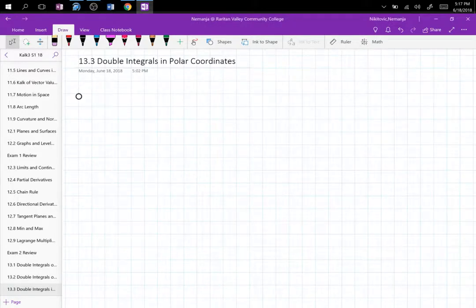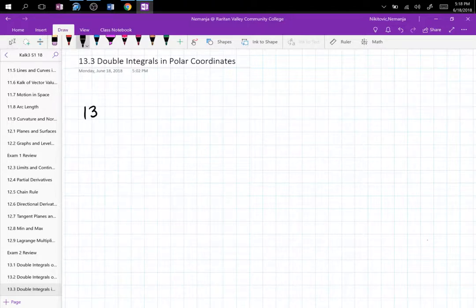Hello and welcome back to Calculus 3, section 13.3, double integrals in polar coordinates. So now we are moving away from rectangular domains on x, y, and going into the polar domain so that we can work with rounded objects and figure out the volume.